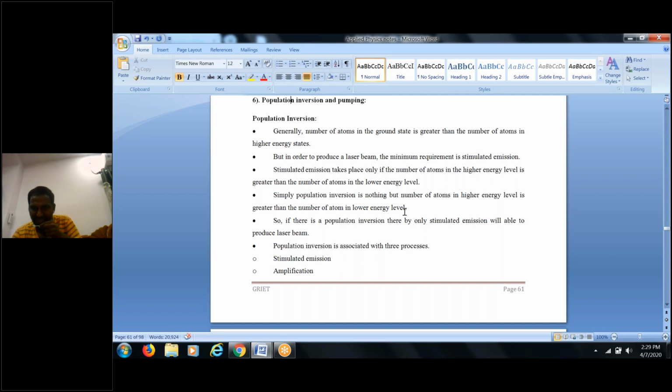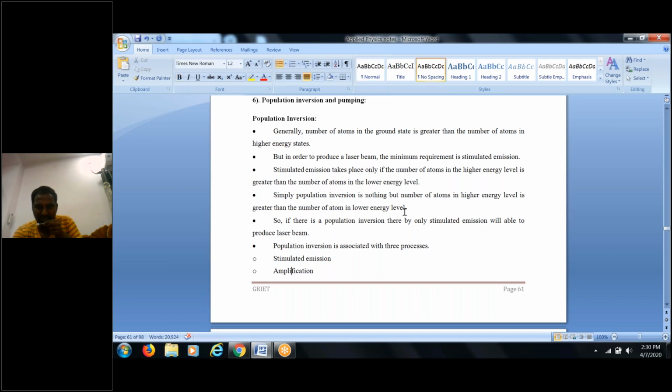Here our intention is to produce laser, so we have to conduct the process of stimulated emission. Therefore, population inversion is the mandatory requirement to provide the favorable condition for stimulated emission. During such stimulated emission, more coherent photons come out. That's why laser light will be emitted. Right?